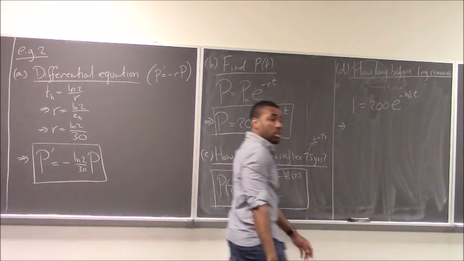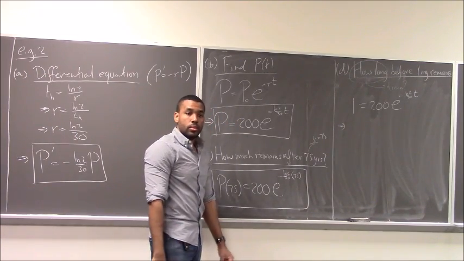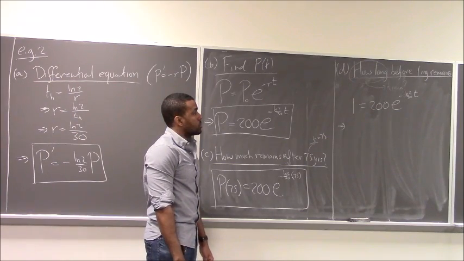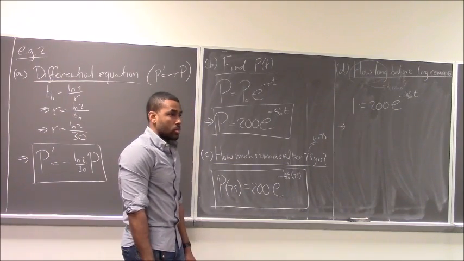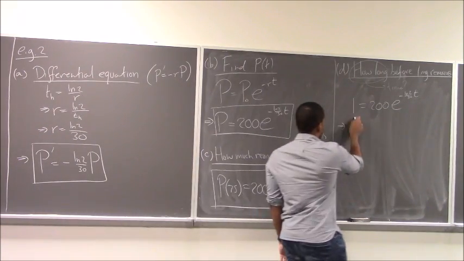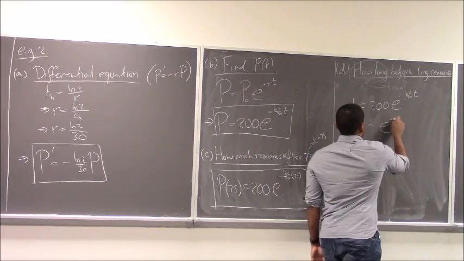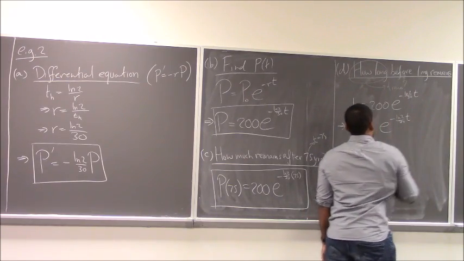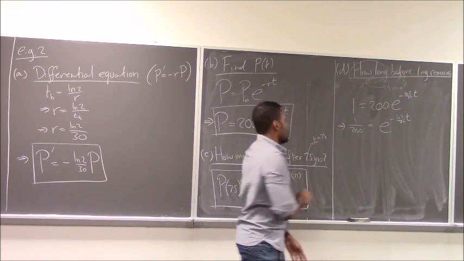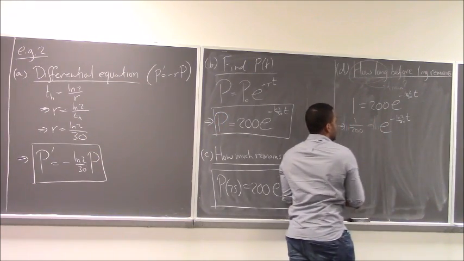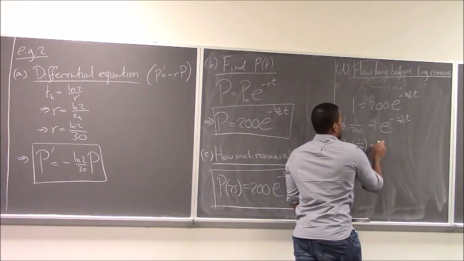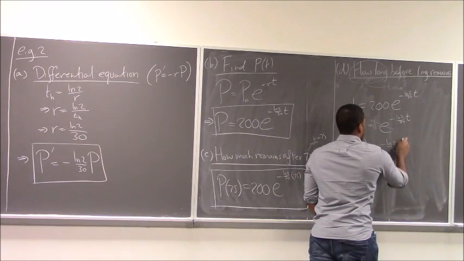We're going to solve that for t. How do you solve that for t? Divide by 200. Set both sides to ln. You plug both sides into the ln, so you cancel. ln both sides, that'll cancel. Here you have ln of 1 over 200. Here you have minus ln 2 over 30.